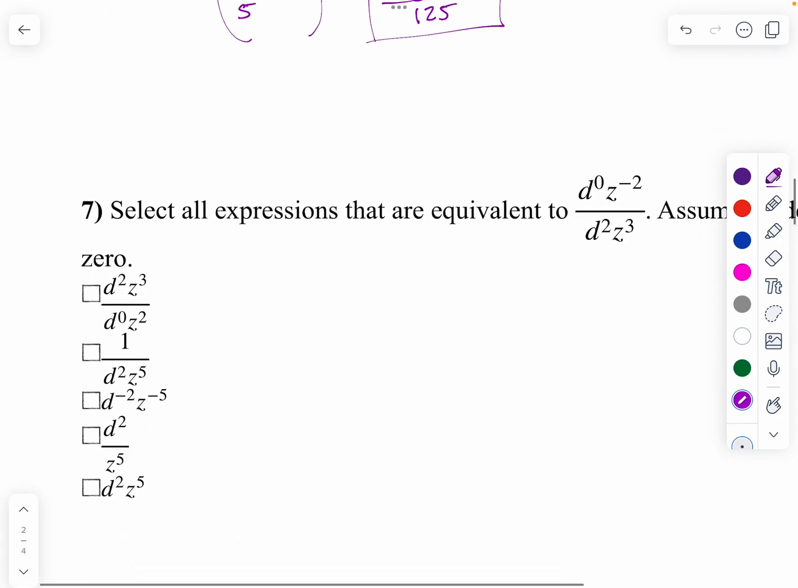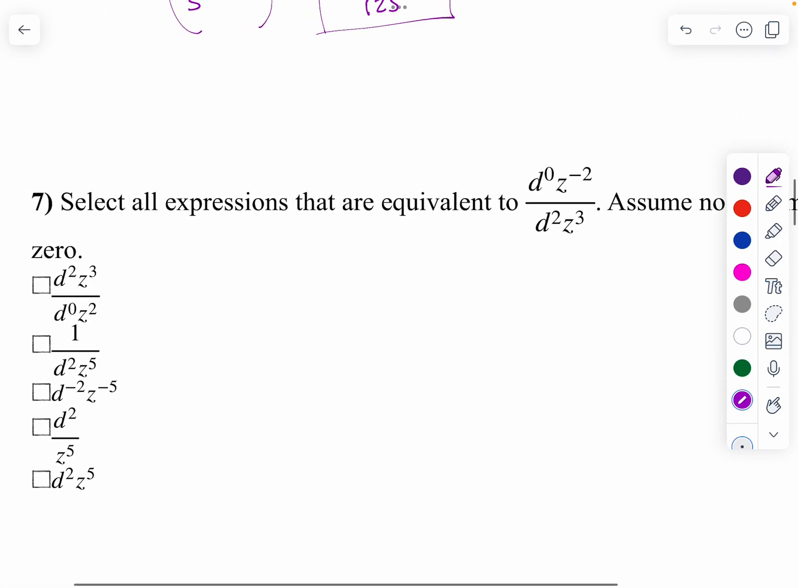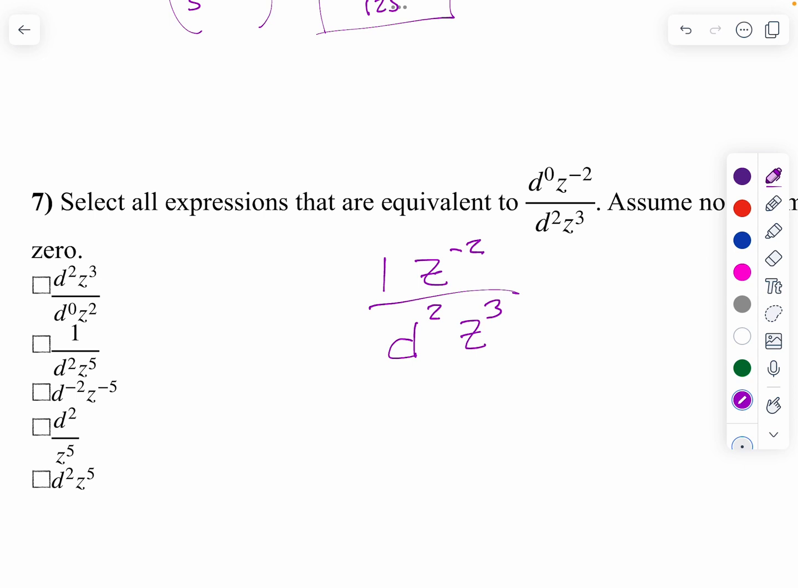Okay, on number 7, we want to simplify this and see which one of these would be the same. First off, d to the 0 power is 1. So you get 1 z to the -2 all over d squared z cubed. Now I could simplify that a tad, couldn't I? -2 minus 3 would be z to the -5th power all over d squared.